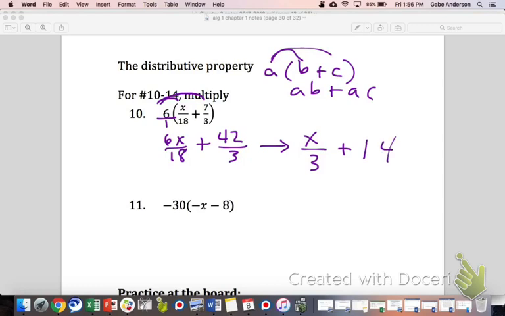Lydia, your question. Where'd you get the x over 3 from? It's a good question. So we had this 6x over 18. So the 6 and the 18 could be reduced, right? Because 6 goes into both. So we end up with 1. 6 divided by 6 is 1. 18 divided by 6 is 3. So you could write it as 1x over 3 if you wanted.